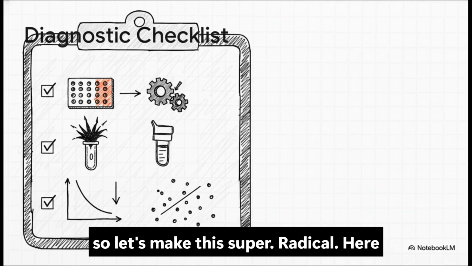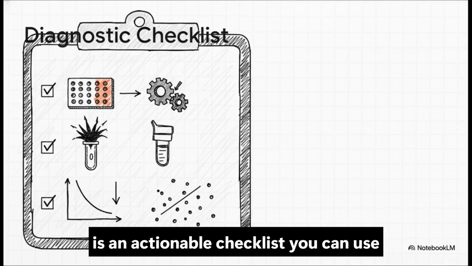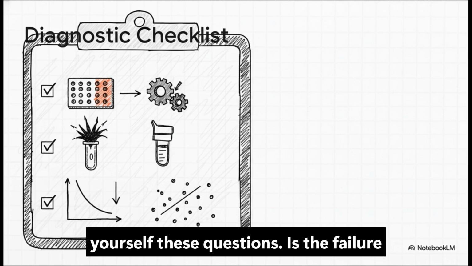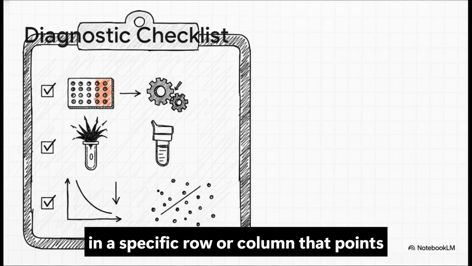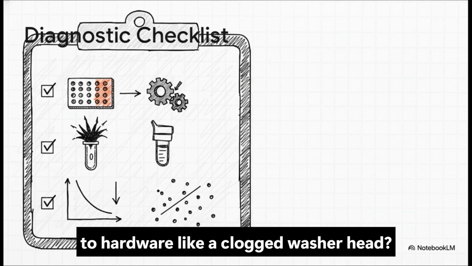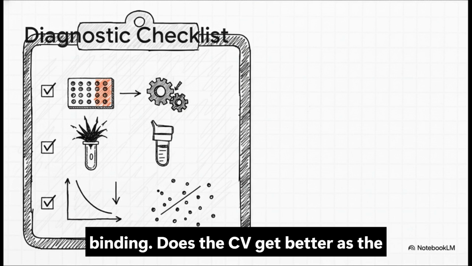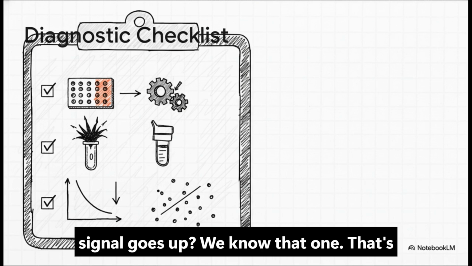Okay, so let's make this super practical. Here is an actionable checklist you can use next time you're at the bench. Ask yourself these questions. Is the failure in a specific row or column? That points to hardware, like a clogged washer head. Is the percent CV really high in your blank wells? That's probably nonspecific binding. Does the CV get better as the signal goes up? We know that one. That's additive noise.